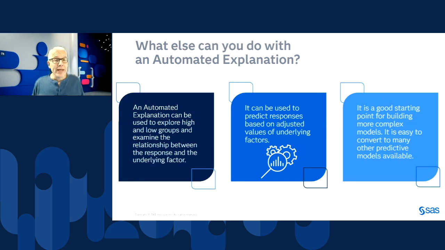What are other things that we can do with an automated explanation? Well, it can also give you information about your high and low groups. So you can see what their relationship is in terms of our target variable.